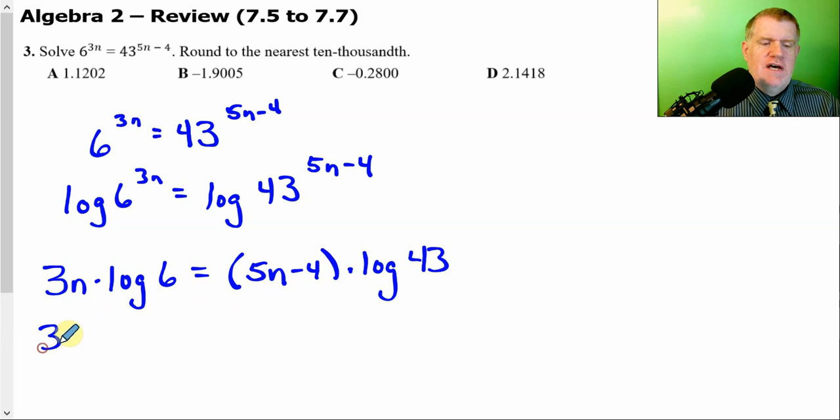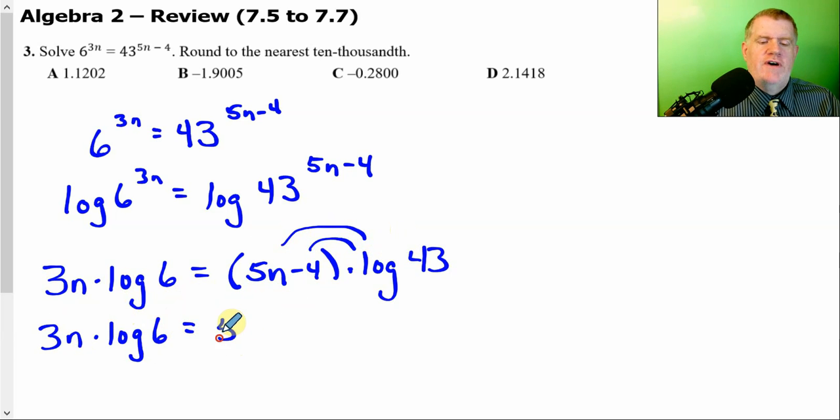Now, in order to solve this for n, and it's probably the longest problem in the whole review, actually, number 3, who knew, you've got to isolate the n. So I have a 3n over here, but I have a 5n here, but it's attached to this. So I'm going to have to distribute the log of 43 into these. So it's going to be 5n log of 43 minus 4 log of 43.